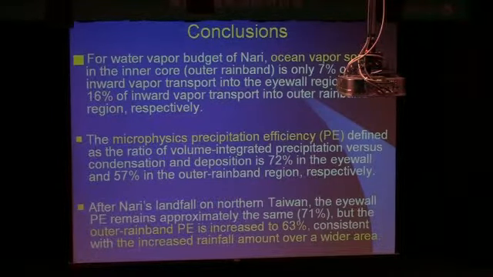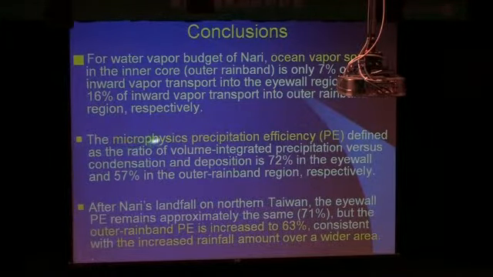So this is the summary I have here. For the water budget of Typhoon Nari, the ocean vapor source in the inner core region is only 70% of the inward vapor transport into the inner core region, and 16% of the inward vapor transport into the outer rain band region, respectively. And for the microphysics precipitation efficiency, defined as the ratio of the volume total precipitation divided by the total condensation and deposition, it is about 70% for the inner core region and 57% in the outer rain band region.